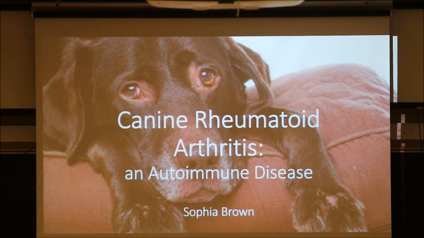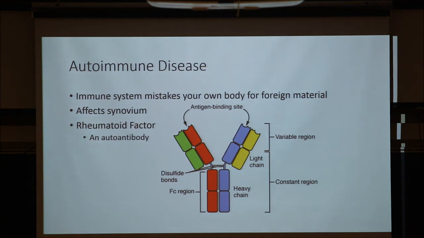Okay, so I'm going to talk a little bit about canine rheumatoid arthritis. Rheumatoid arthritis is an autoimmune disease. So we already learned that that means that the immune system mistakes your own body for foreign material. And in this case, it affects the synovium. The synovium is the connective tissue in between joints. There's a green arrow, just to make sure they got that down.